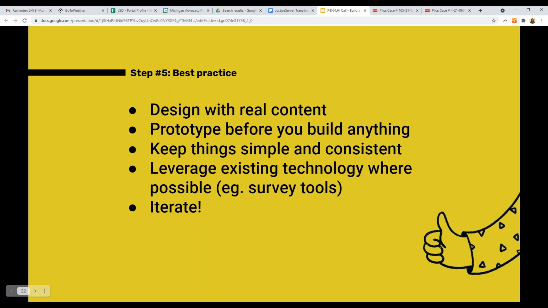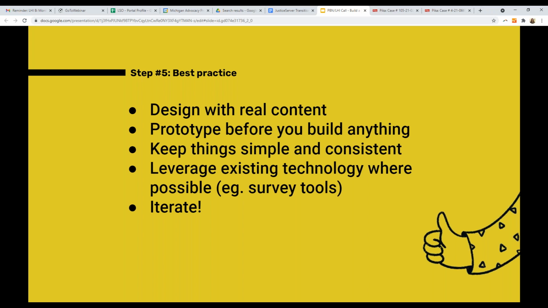Prototyping is invaluable before you actually invest any technical time. So you can make low fidelity prototypes either using sketching, right? Sketching on paper. You can leverage existing technology like survey tools, Google Forms, right?